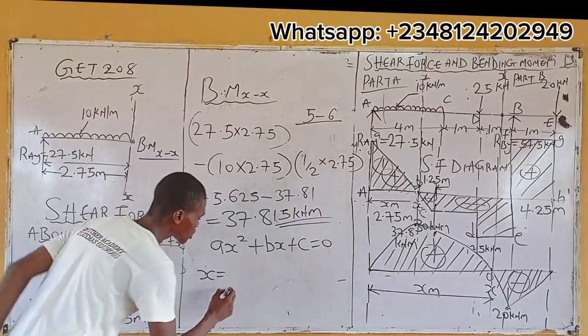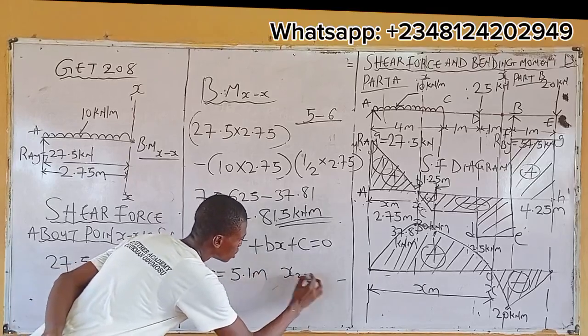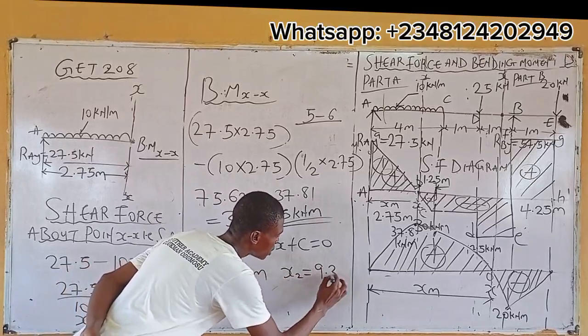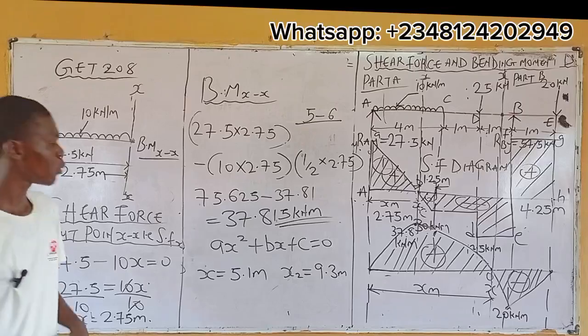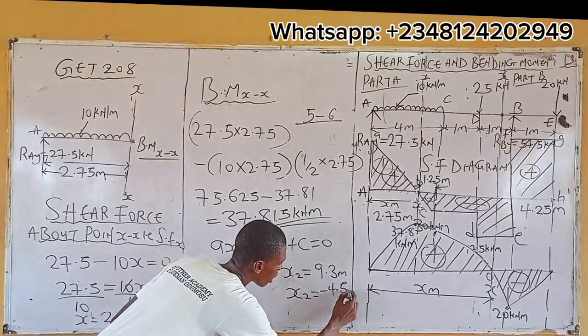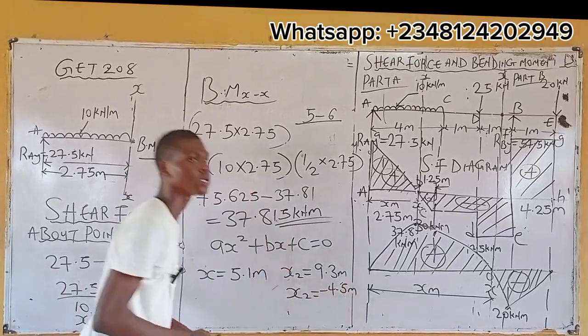Let's say x1 is equal to 5.1 meter, x2 is equal to 9.3 meter. Which one are you going to choose, x1 or x2? x1. What if I'm having x2 equals negative 4.5 meter? Which one are you choosing? x1. Can you see what I'm saying?